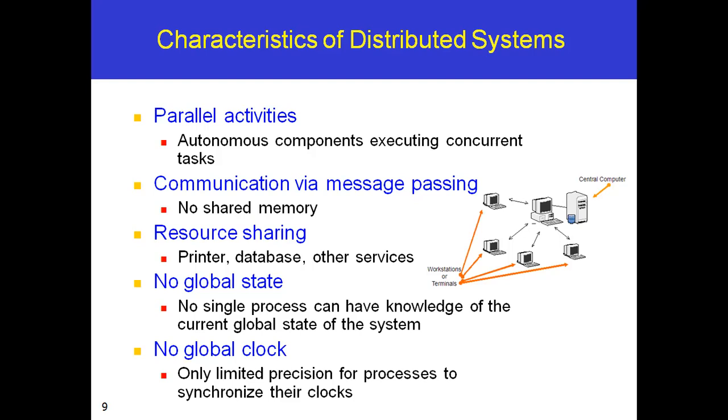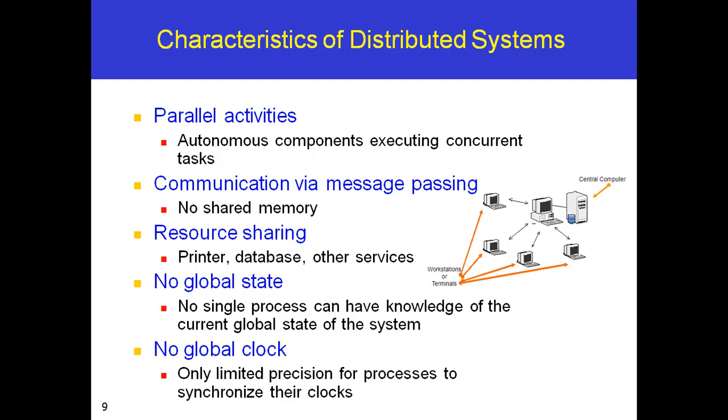Next, there is no global state. No global state means no single process can have knowledge of the current global state of the system. That means each system works independently. Each system can perform parallel activities. Each system can do individual activities, so no single process can have knowledge of the current global state of other systems.